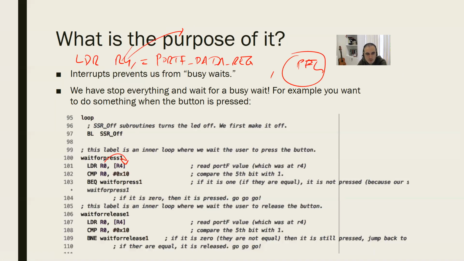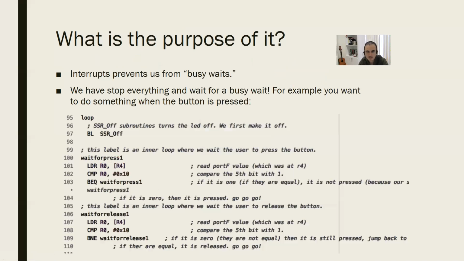So I'm loading the value inside there. So that's why I'm reading it. I've already initialized this pin that R4 points to as an input port, which is connected to one of the switches. And when the switch is pressed, I can understand it. But while I'm waiting for it, I cannot do anything else.